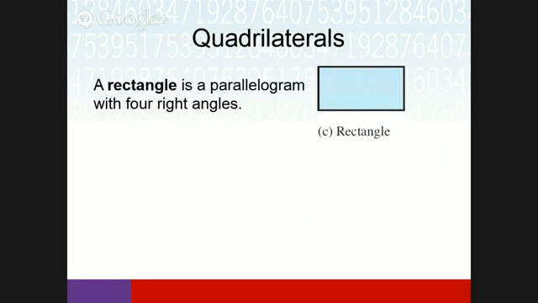A rectangle is a parallelogram with 4 right angles. So it has to meet the criteria of a parallelogram. The opposite sides have to have the same length. They have to be parallel. On top of that, if the angle measurements are 90 degrees, it's a rectangle.